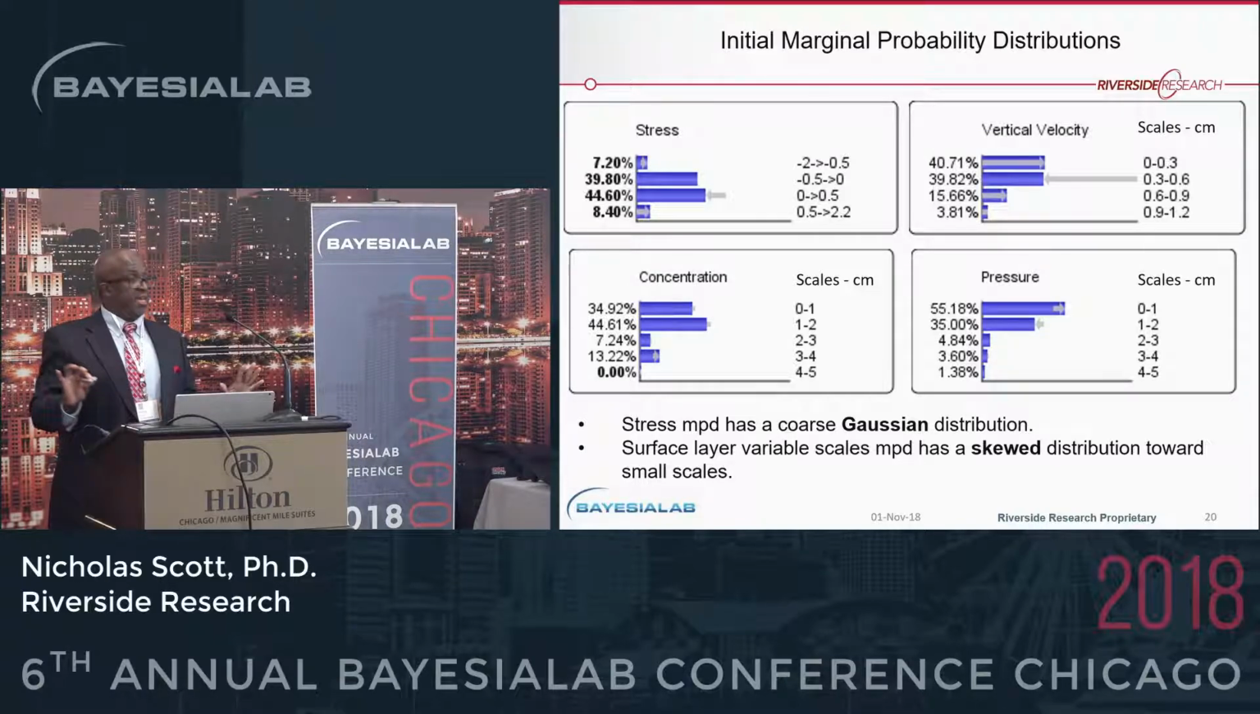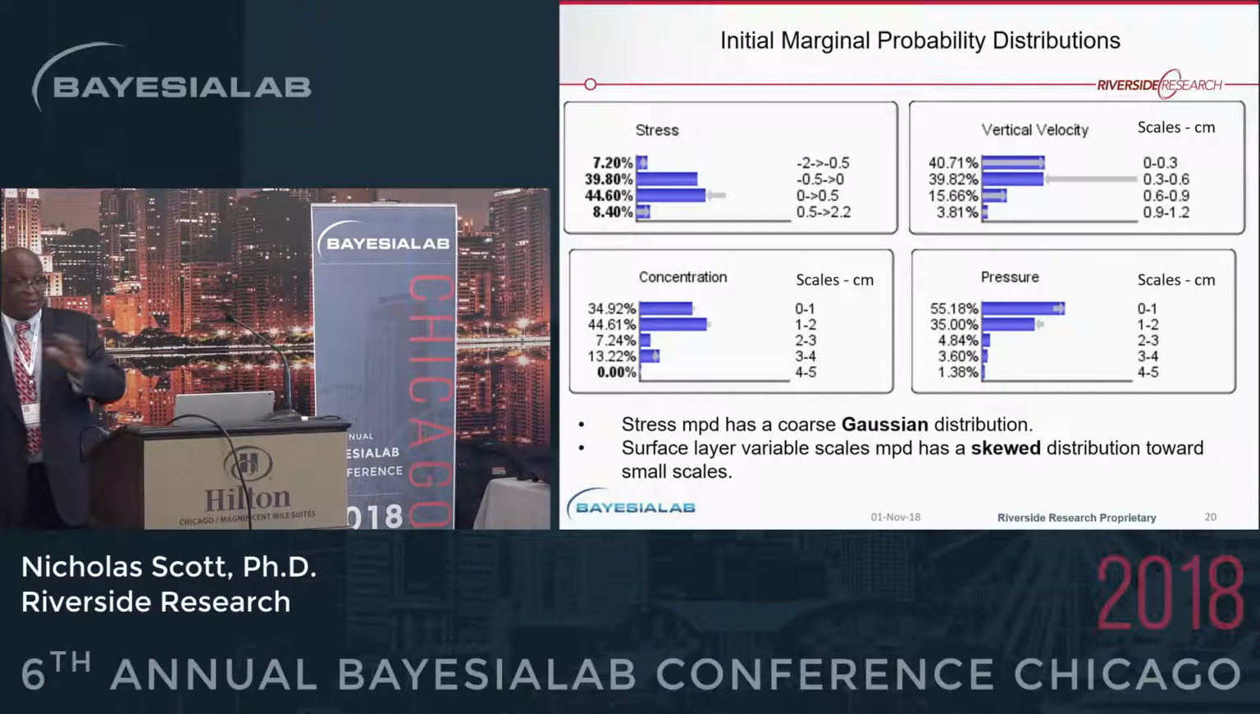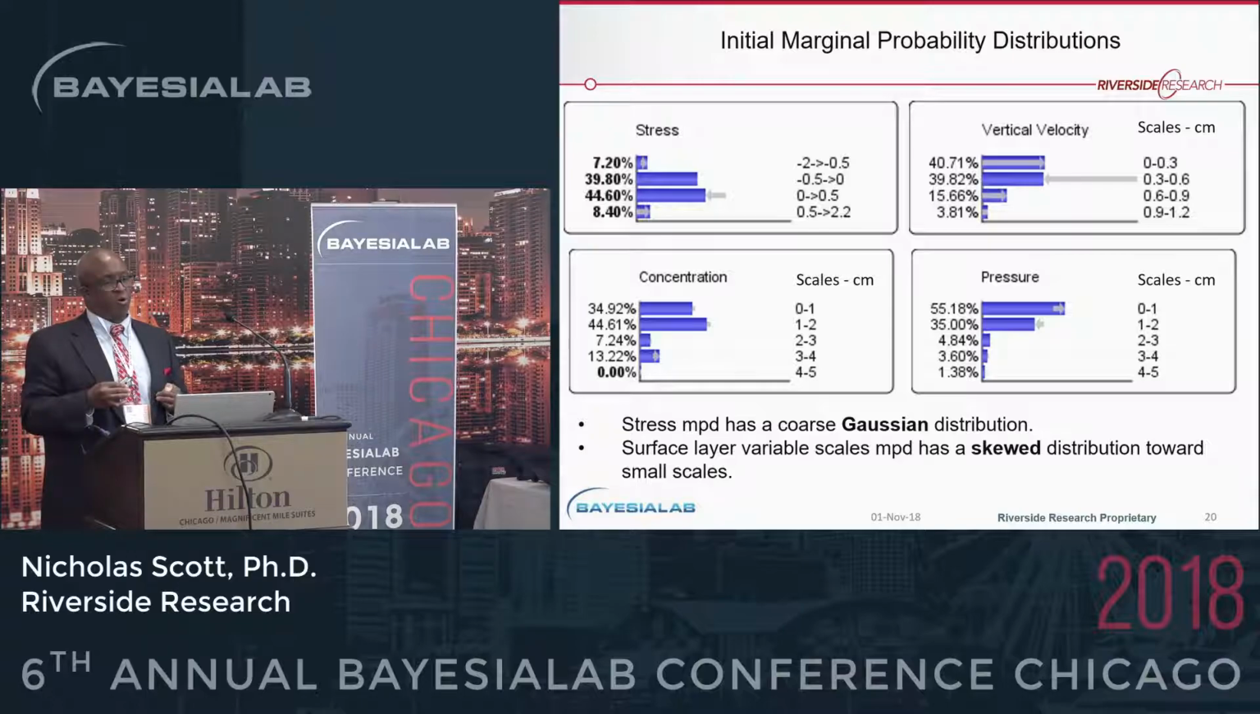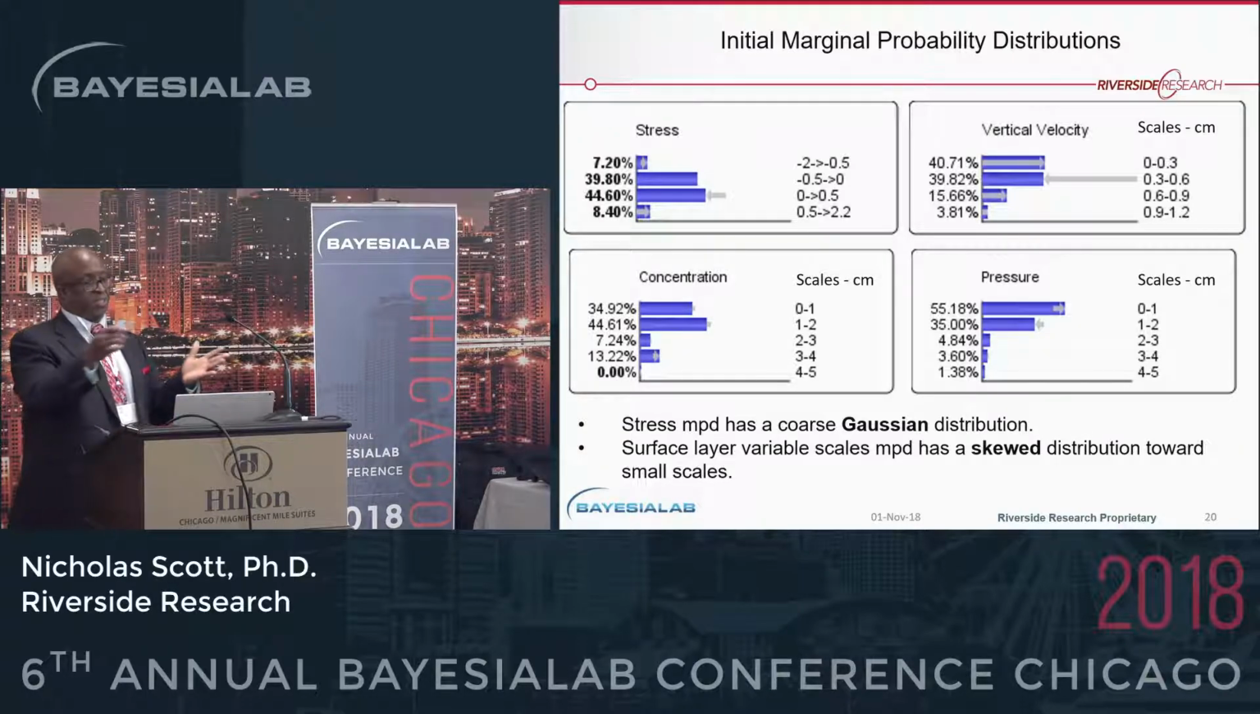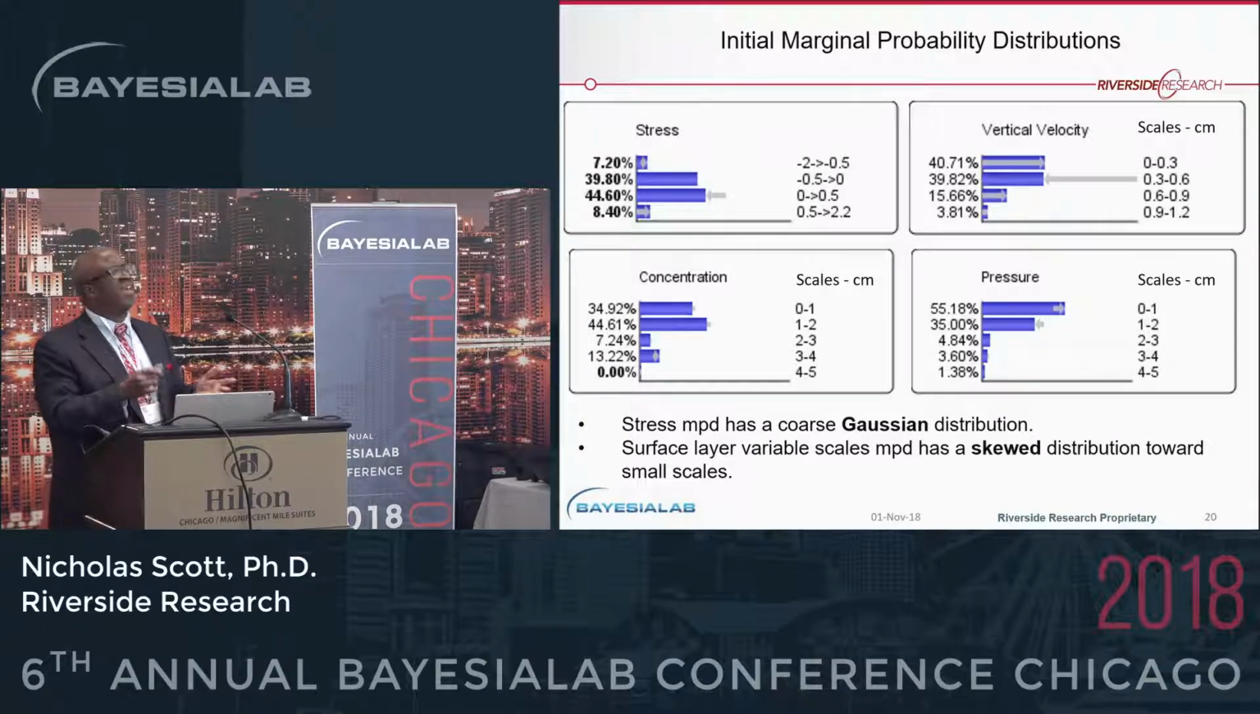No instantiation at all. It's almost like steady state. Stress has a Gaussian distribution, which you would expect from the back and forth action of the pressure gradient. Concentration, vertical velocity, and pressure are all skewed towards small scales. Makes sense also because as mixing goes back and forth in the mean, it's going to most likely be dominated by small scales. So nothing really truly surprising there.